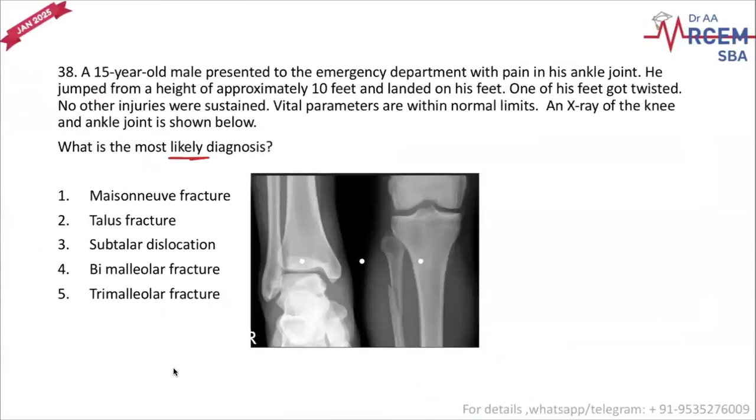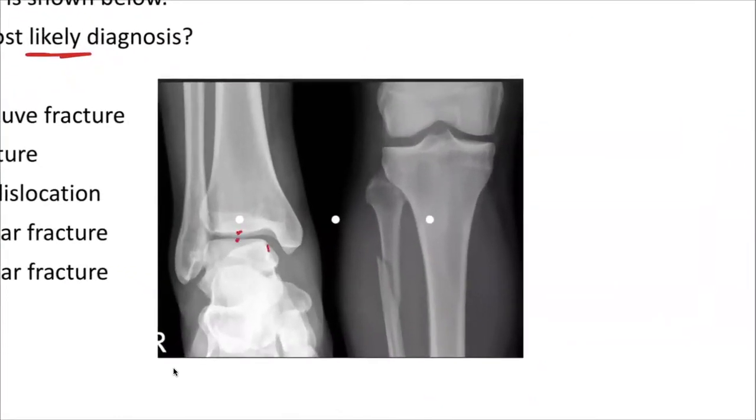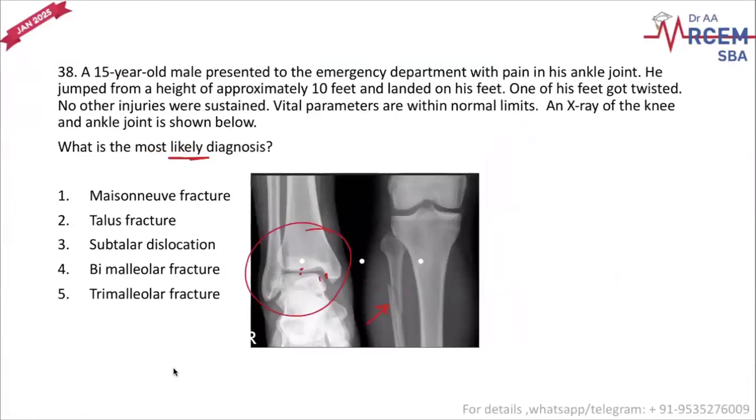Again, they are asking the most likely diagnosis on the X-ray here. It is kind of a repeat question with different wording. So there is a dislocation present at this level, and there is a proximal fibular fracture. Combination of this is known as Maisonneuve fracture. Straightforward repeat.